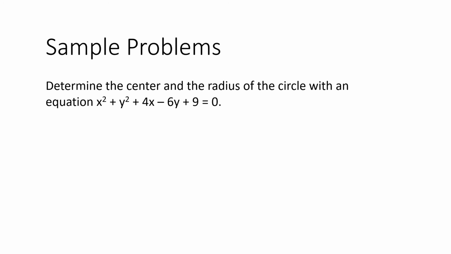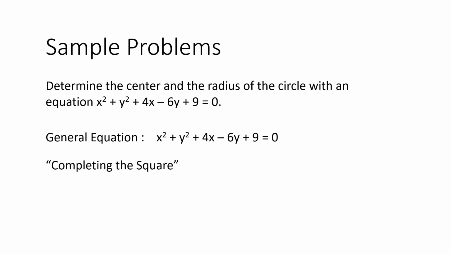And for our last problem, we have: determine the center and the radius of the circle with an equation x² + y² + 4x − 6y + 9 = 0. The given is a general equation. Therefore, in getting the standard equation, we must first do the completing of squares. We group the terms with the same variables and put the constant at the right side of the equation. So we will have x² + 4x, y² − 6y = −9. We can regroup this by putting parentheses: (x² + 4x) + (y² − 6y) = −9.